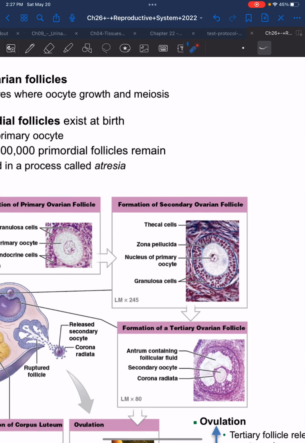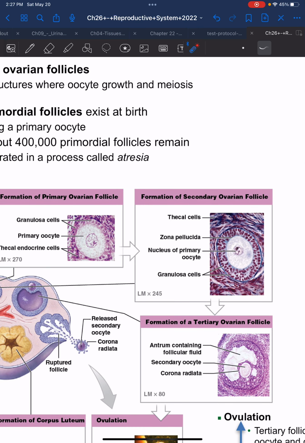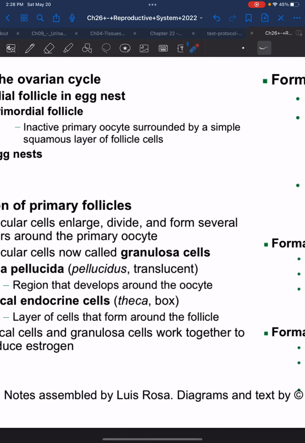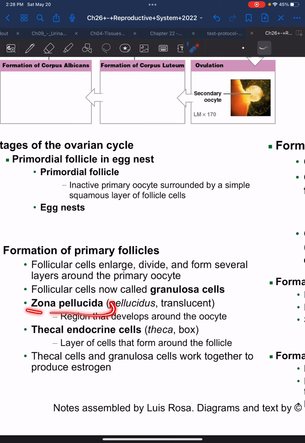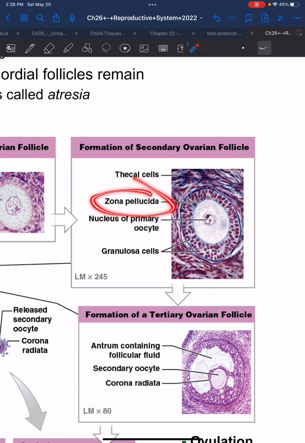And then we use our images here. You can see we have a secondary one, and we're going to talk about secondary and tertiary at the same time. There are just a few more things to add. You still have thecal cells and granulosa cells, which are responsible for the release and control of estrogen. And then you have a space outside of the cell called zona pellucida. The zona pellucida is just the region around the oocyte. It's this translucent region that you can see. It looks like there's nothing there, but there is. Again, called zona pellucida.